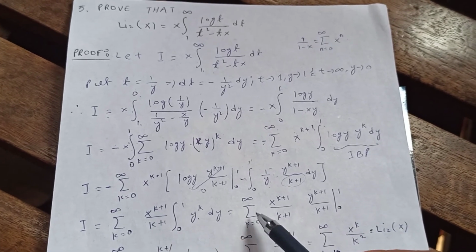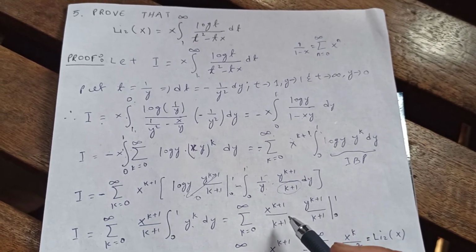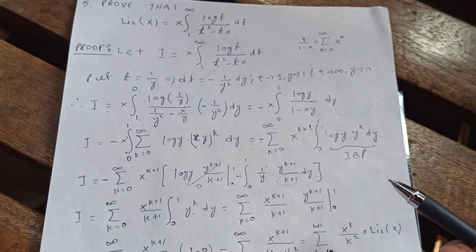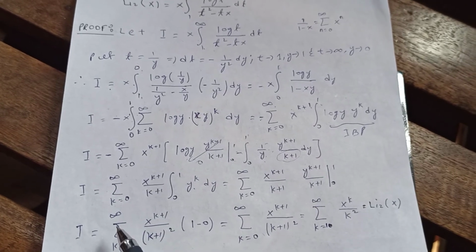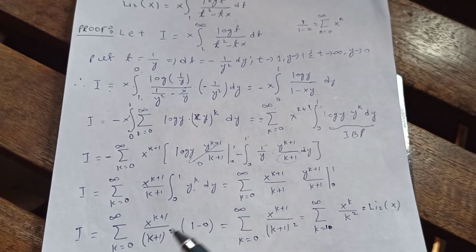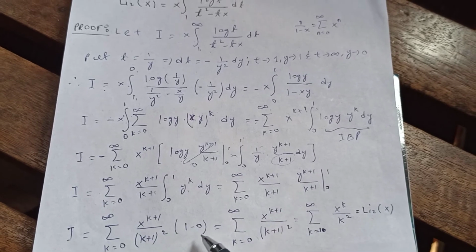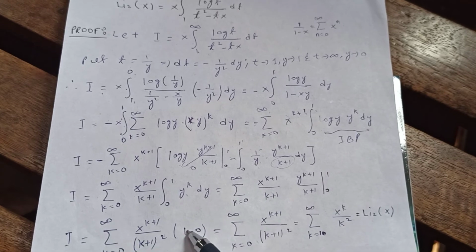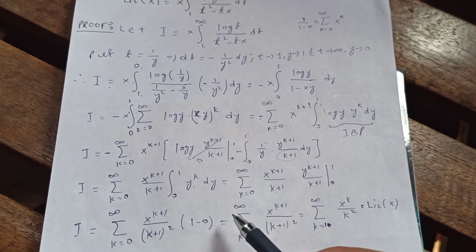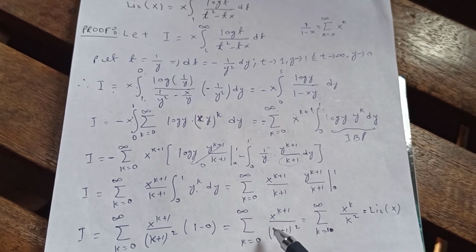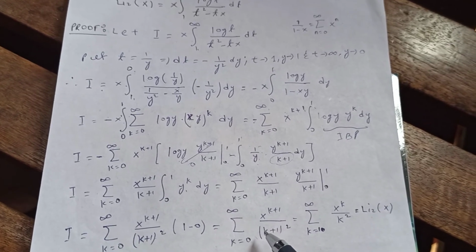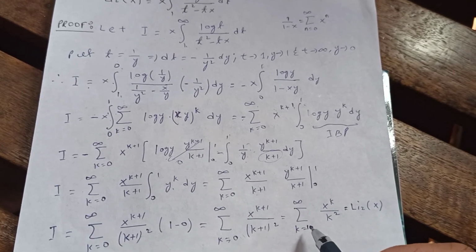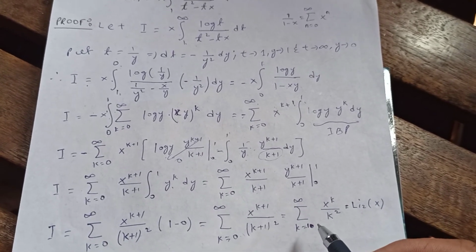Then it is the sum from k equal to 0 to infinity of xᵏ⁺¹ upon (k+1), times the integration of yᵏ, which is yᵏ⁺¹ upon (k+1), from 0 to 1. Therefore, the sum from k equal to 0 to infinity of xᵏ⁺¹ upon (k+1), this and this squared, right? Whole square. If you put 1, 1 to any power is just 1, minus 0 is 0. Then it is the sum from k equal to 0 to infinity of xᵏ⁺¹ upon (k+1)². This k starts from 0. This is the same as the sum from k equal to 1 to infinity of xᵏ upon k².